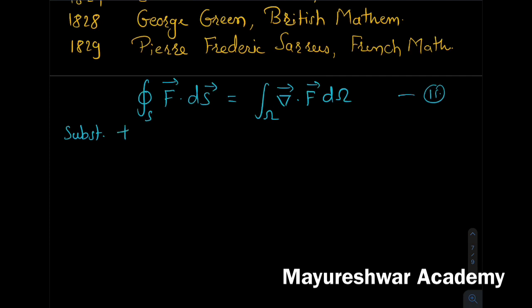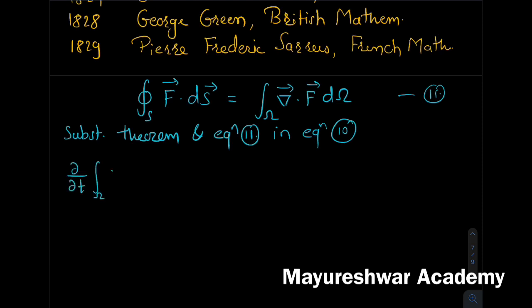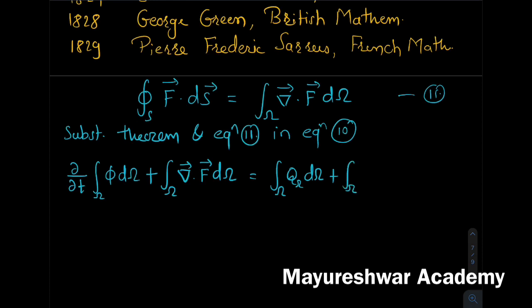Now we need to substitute this form of the theorem, this equation 11, in equation 10, because the last term is also a surface integral, so we need to change it. We get omega d dt of phi d omega plus the omega integral of del bar dot f bar d omega is equal to the omega integral of q omega d omega, the source term, plus the omega integral of del bar dot qs bar d omega. So let us call this 12.